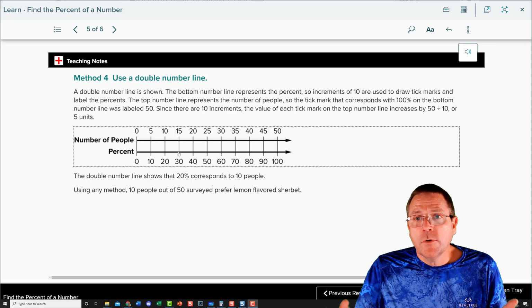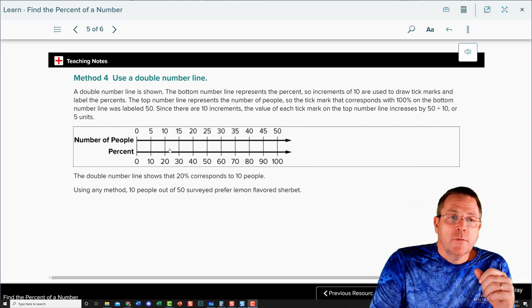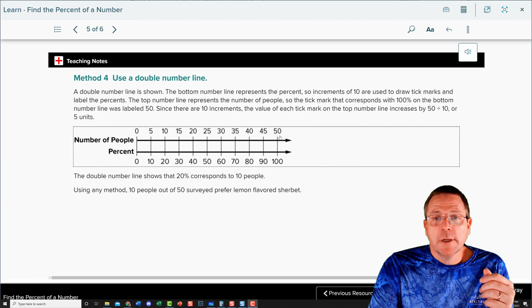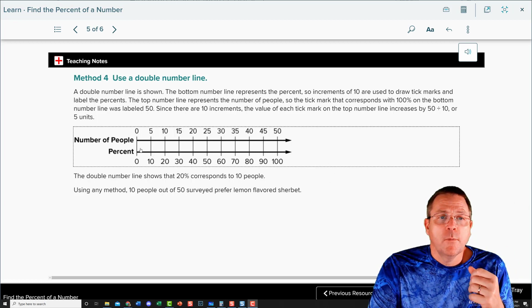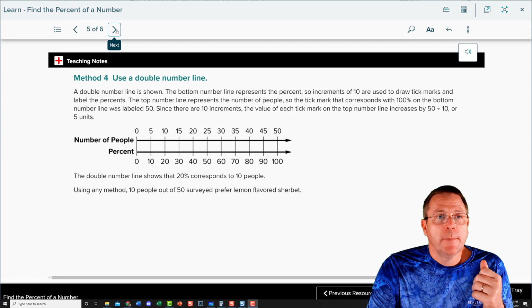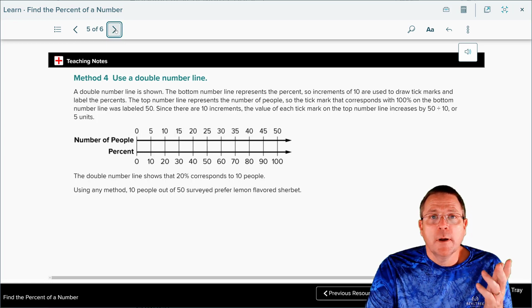It's very similar to using the bar diagram that we used in the first method. So you've got 0 to 50 people and 0 to 100%, and they're broken down into even sections just like the bar diagram was. From there, all you would have to do is find the 20%, look up, boop, there it is, 10 people. I'm not a big fan of this one. It just seems harder to set up to me.